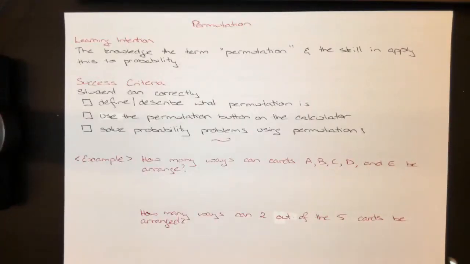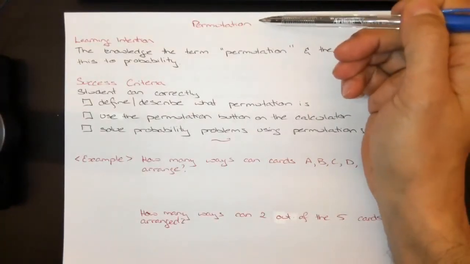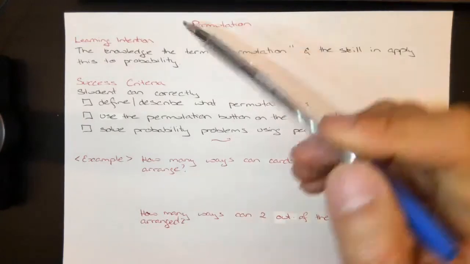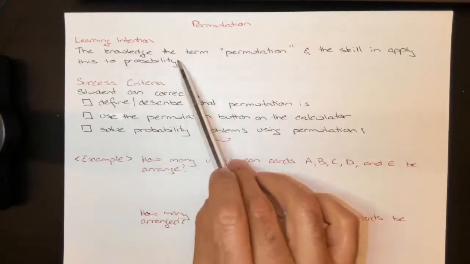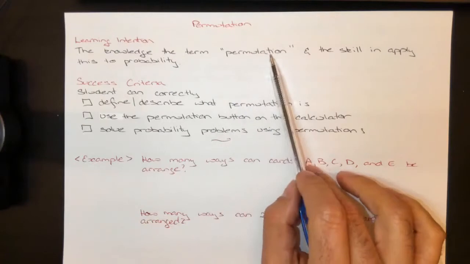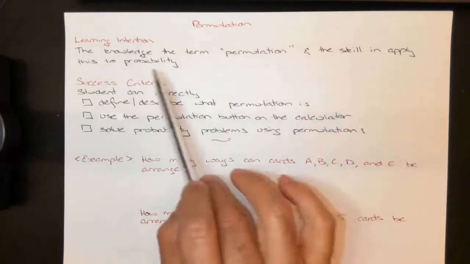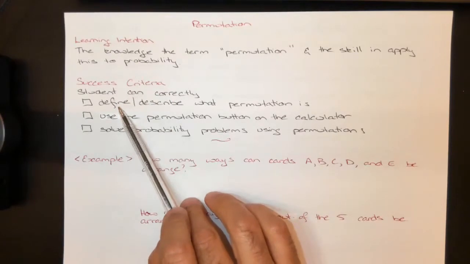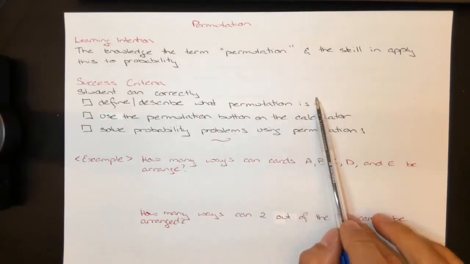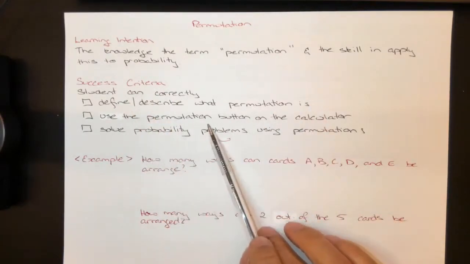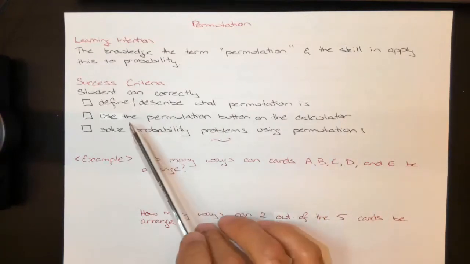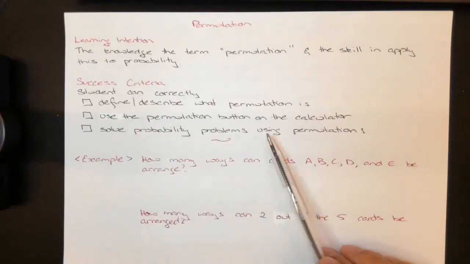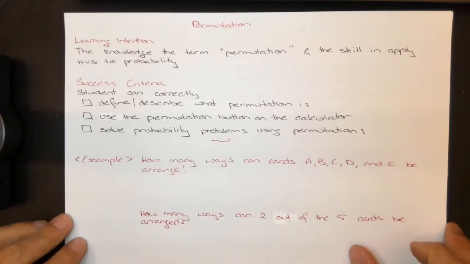Okay, so today we're going to look at permutations. Our learning intention is to gain the knowledge of what we mean by permutation, and the skills in applying this to probability. We'll be successful if we can define or describe what permutation is, and be able to use the permutation button on the calculator and solve probability problems using permutations.